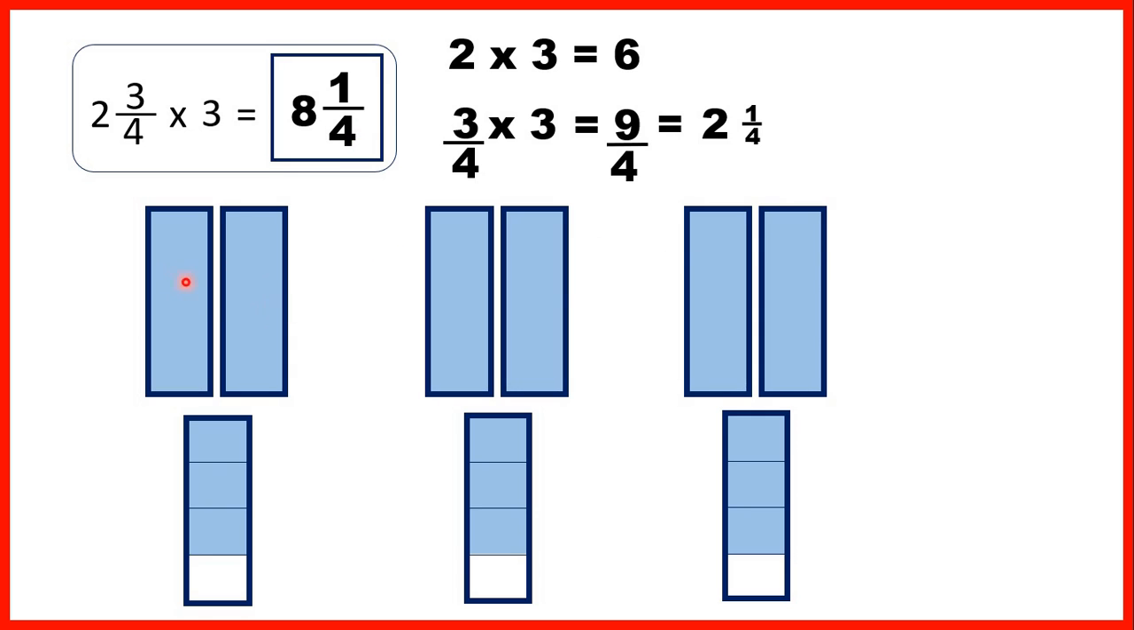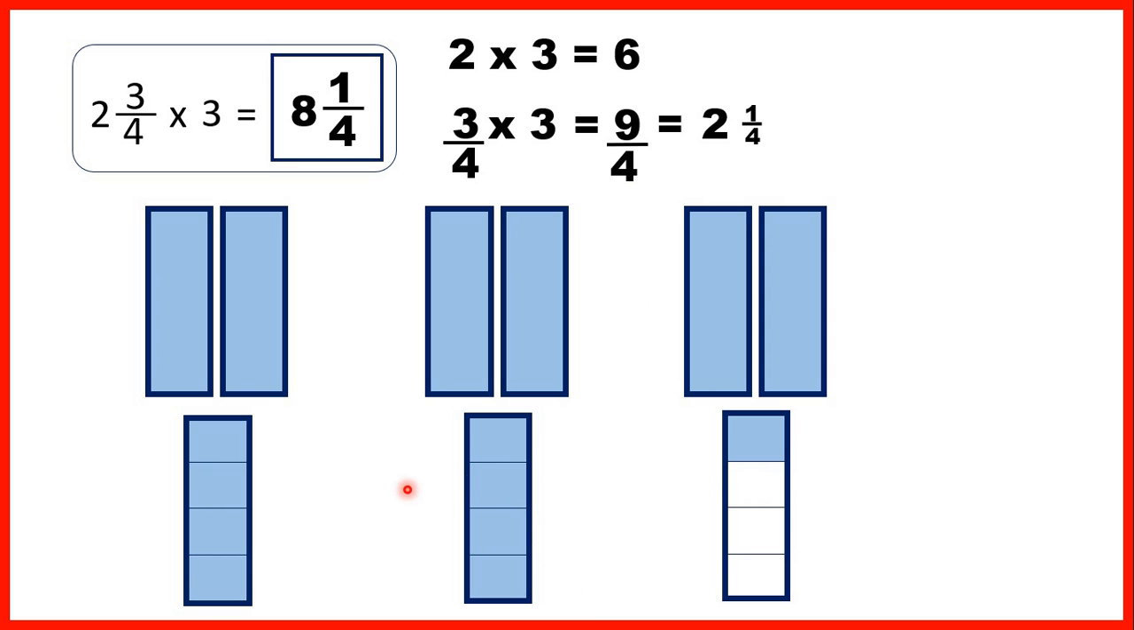We've got 6 whole fraction bars, so that's our 6. And then remember each of these sections is a quarter, and altogether we've got 3, 6, 9 quarters. So that's our 9 quarters. But look what we can do. We can regroup.